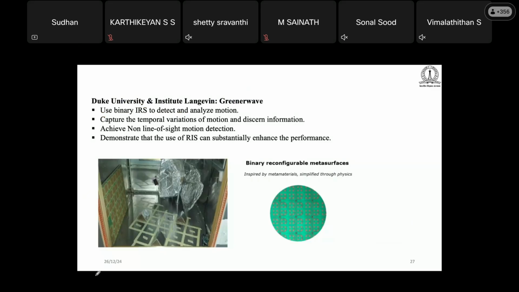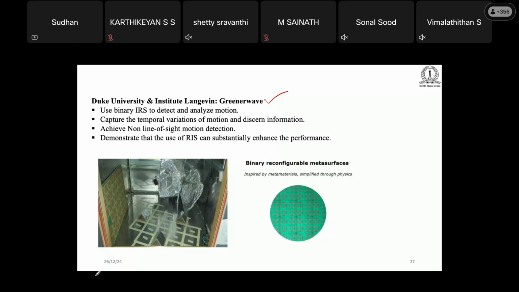And some you can already purchase, this IRS element, and then you can do the test. There are some easily available in the market, also this IRS test bed. And this is also Greenerwave. Okay, this is Greenerwave, another Paris company. So you will find they have that prototype.